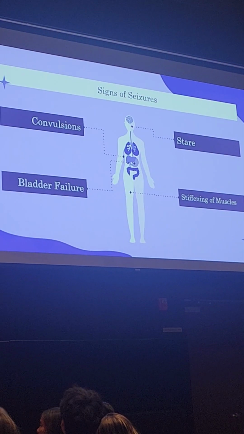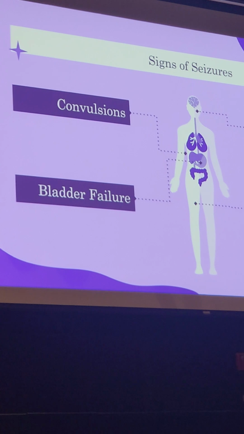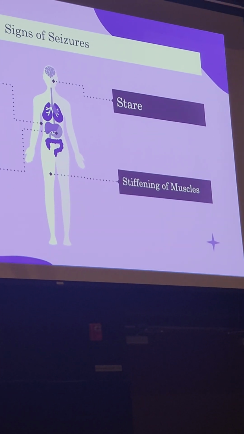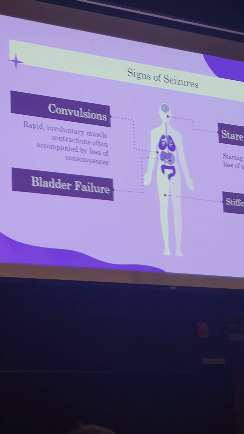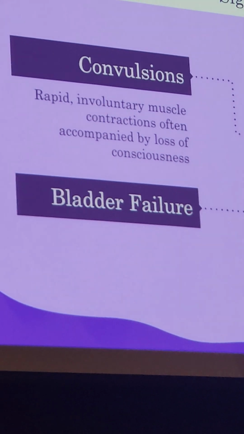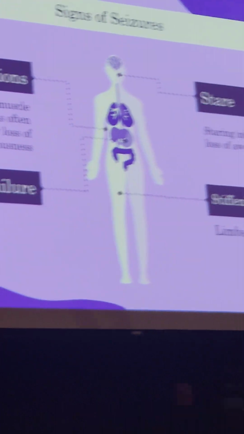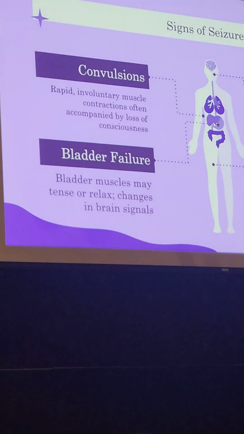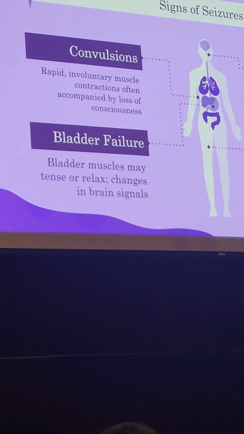As I said earlier, seizures are a spectrum of very different signs and symptoms, and 4 of them are listed here. First are convulsions, the ones that we usually know and recognize. It's rapid and involuntary muscle contractions. And the next one is actually just staring into space. And this is actually even more common than convulsions. And next are stiffening or rigidity of muscles. And another one is bladder failure, because when your brain signals to, quote, hold it in are disrupted, your bladder muscles may tense and relax.